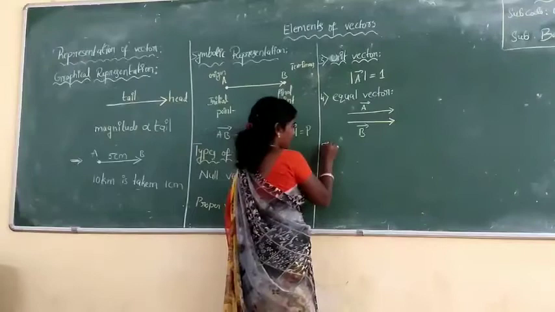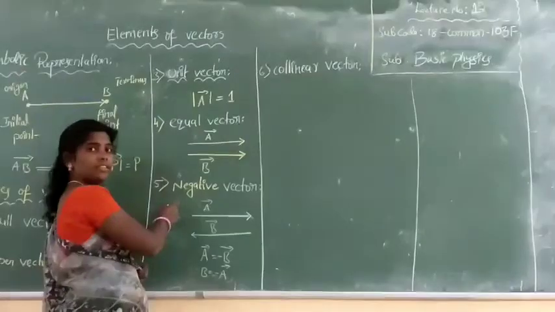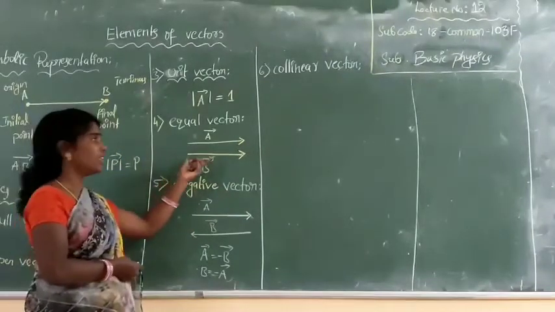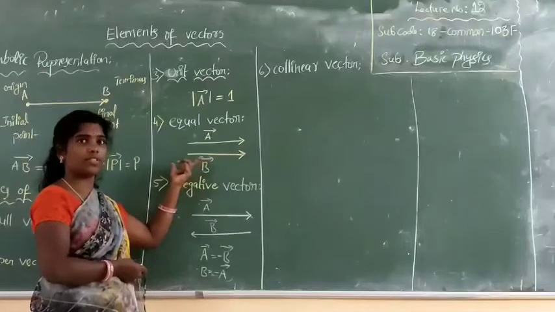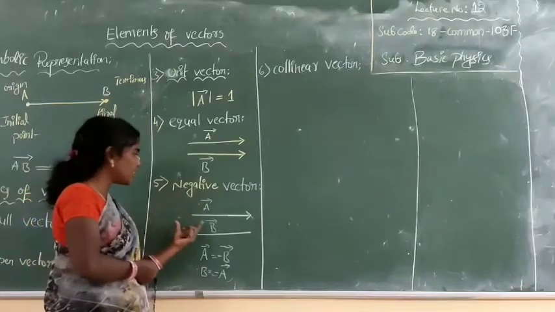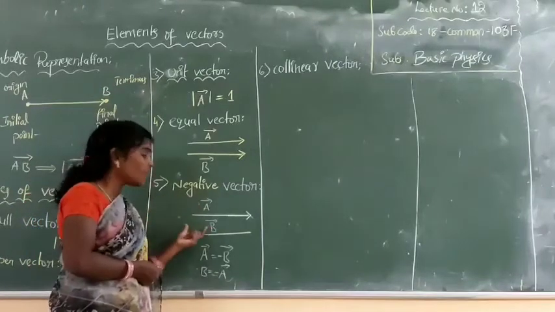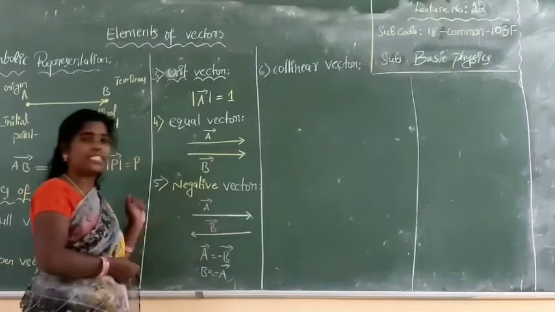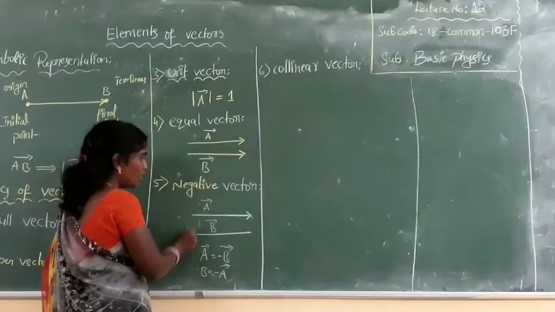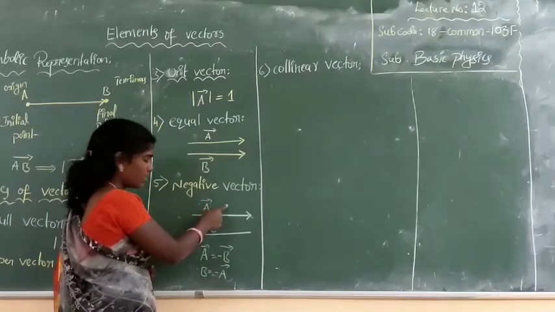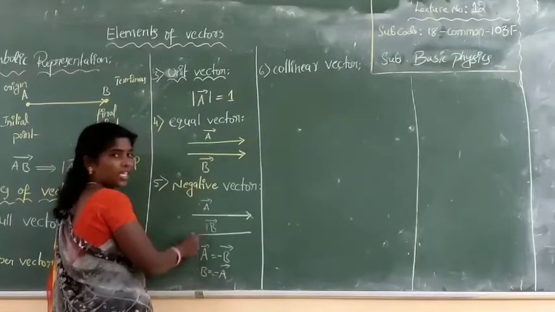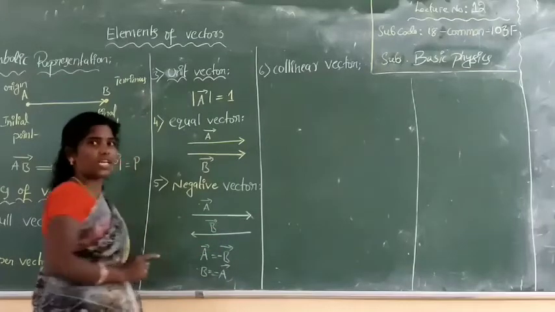Next, negative vector. Already you know equal vectors have same magnitude and same direction. Now negative vectors are vectors having the same magnitude but opposite direction. So they are called negative vectors. So a equals minus b, b equals minus a, because they have the same magnitude and opposite directions.